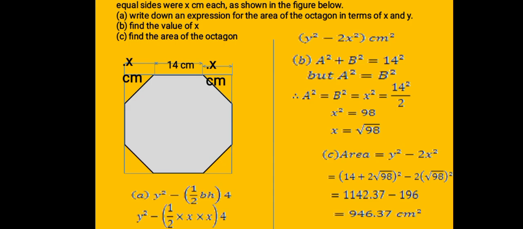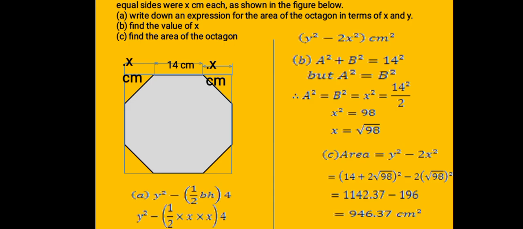Now we know a squared plus b squared is equal to 14. But since that's an isosceles triangle, a squared is equal to b squared. Now a squared is equal to b squared, which is also equal to x squared, because a is x and b is also x. Which is equal to 14 squared divided by 2. So x squared is equal to 98. So x is equal to the square root of 98.